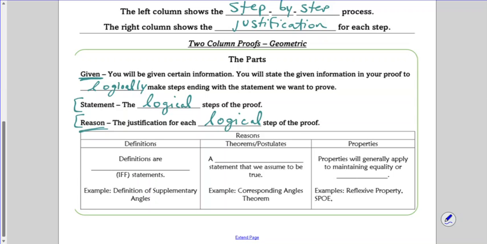Logic is going to tell us what to do next, and you're really going to just move from one conditional statement to the next. We have three different reasons that we could use in this class. First one's called definitions. These are biconditional statements.